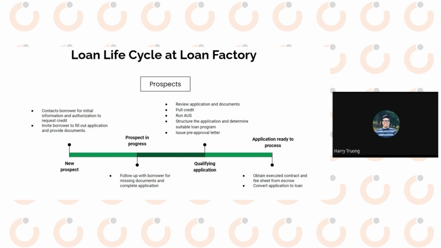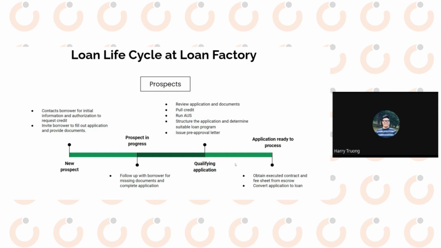Once we have sufficient information, you can go ahead and review the application and the documents for the income analysis and verify the information on the journal tree. You can also pull the credit and run the AUS to determine eligibility. If the application is not a vanilla case, you need to structure it. You can also reach out to the underwriting team for help with structuring a loan. Once you find a program that can fit the borrower's needs, you can go ahead and issue the pre-approval letter.